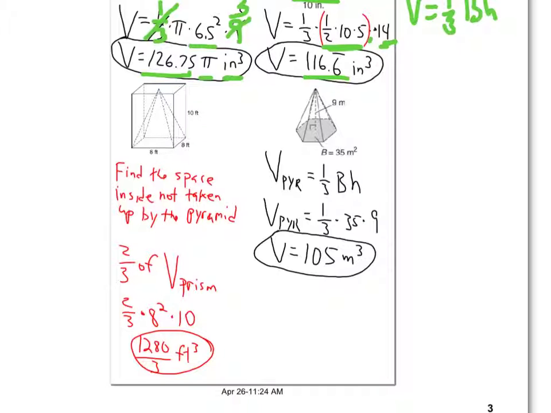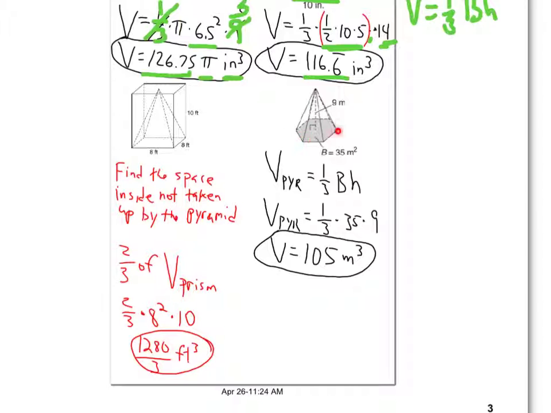The prism has a volume of, well, its base area is 8 times 8. Its height is 10, same as that. And so then I want to take 2/3 of all that. I just left it in fraction form. So it's 1,280 divided by 3 cubic feet.